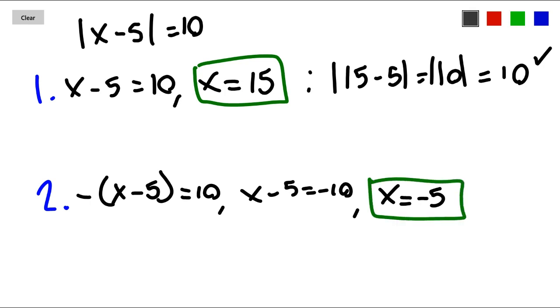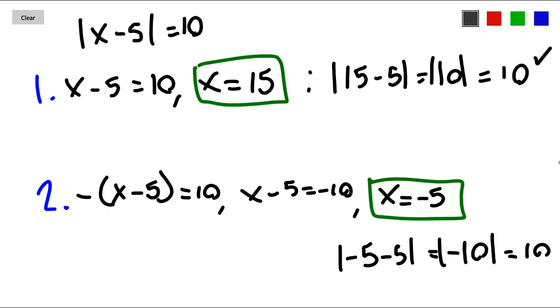So if we have negative 5 inside of the absolute value, when I plug it in, I get the absolute value of negative 10, which is also just 10. So this solution also checks out. But you can notice that we have a negative inside of the absolute value this time.